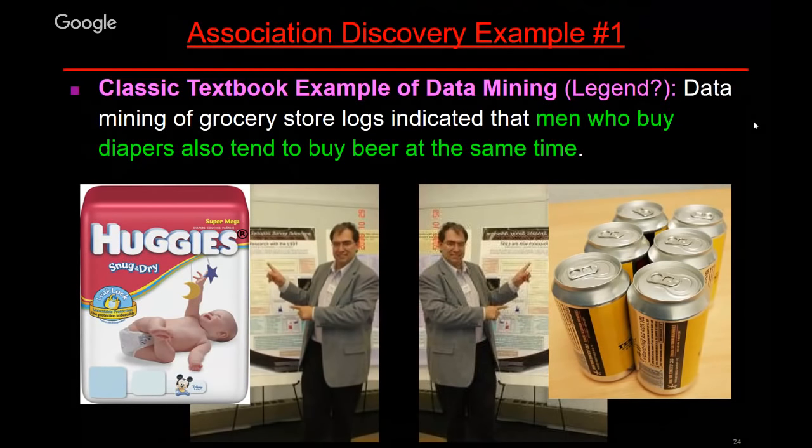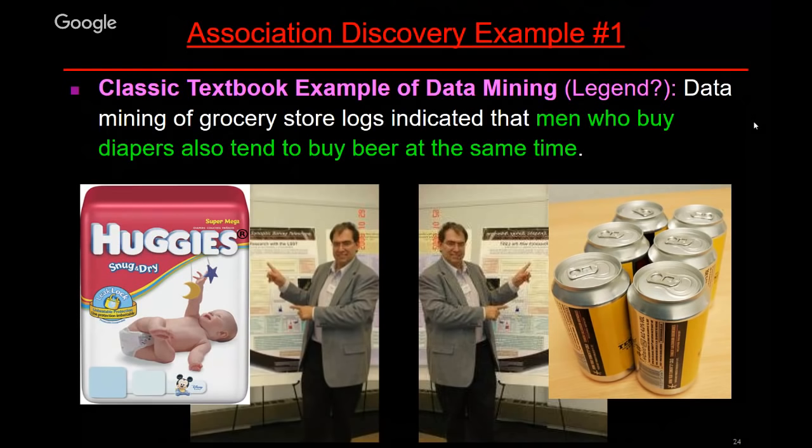So association discovery in all the textbooks, there's the very traditional example that's been in textbooks for 20 or more years. This example said that when men go to the store to buy diapers, they tend to buy beer at the same time. So in a sense, it's predictive, right? Because the diaper purchase does not by itself imply a beer purchase, but when the men go to the store to buy the diaper, they do tend to buy beer at the same time.